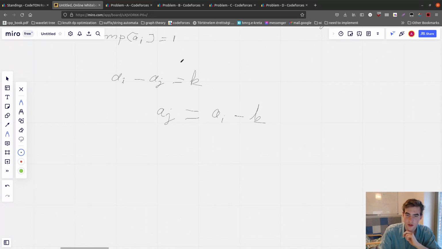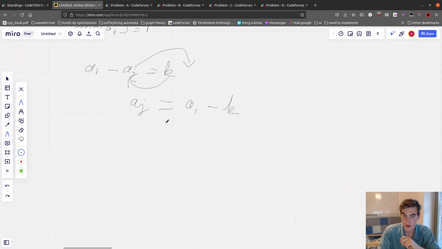I brought aj over here, subtracted k, switched the sides, yeah, this. And after this, I just look in my map if ai minus k exists. If it exists, then I have a solution, otherwise I won't. I can show the code for this too.